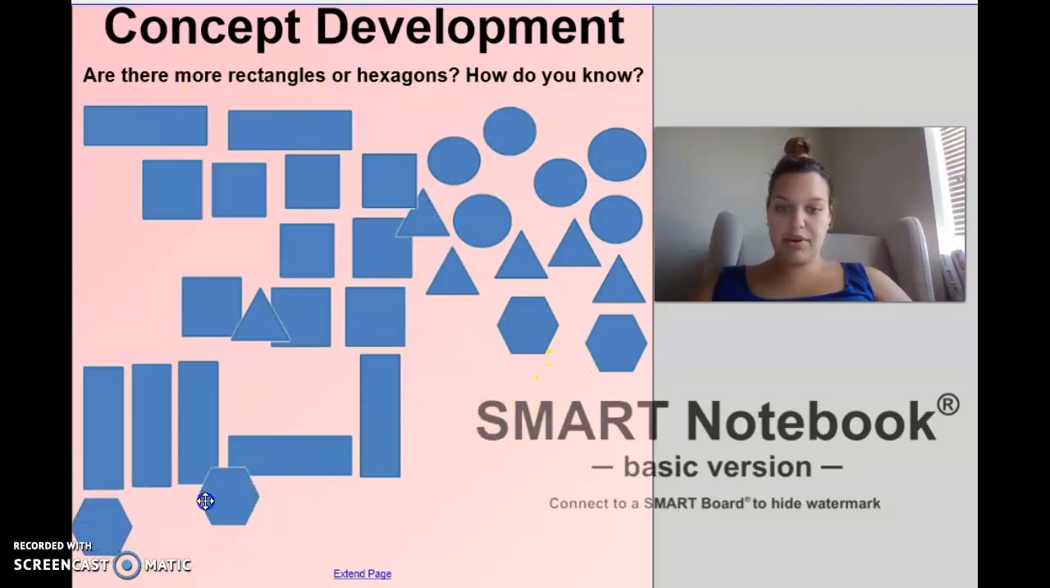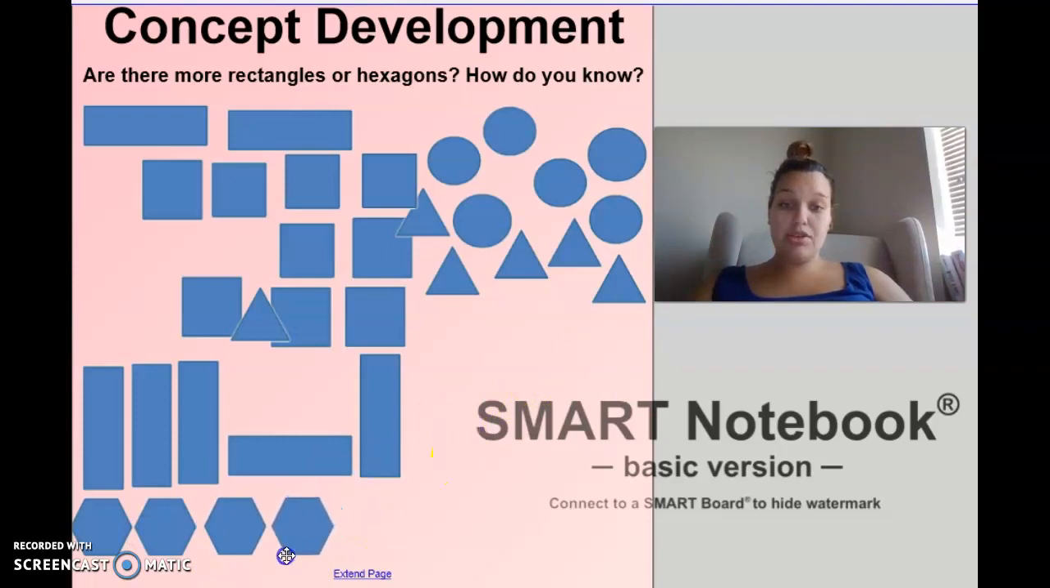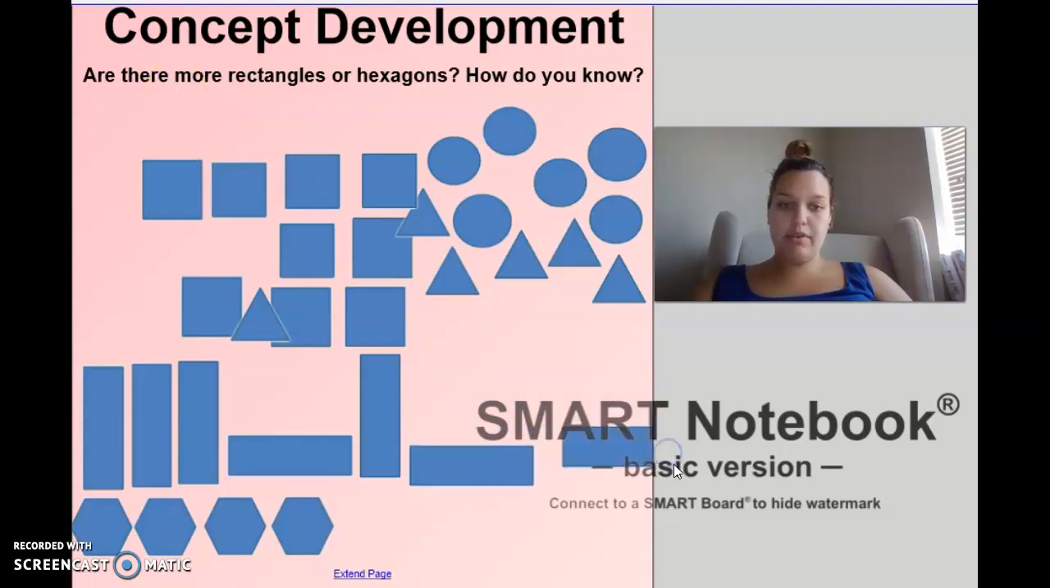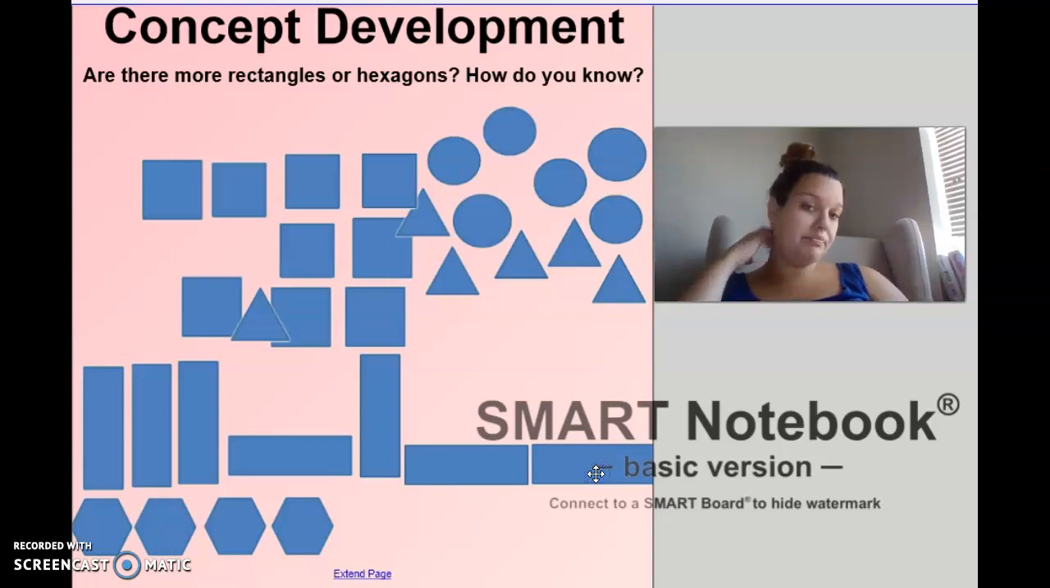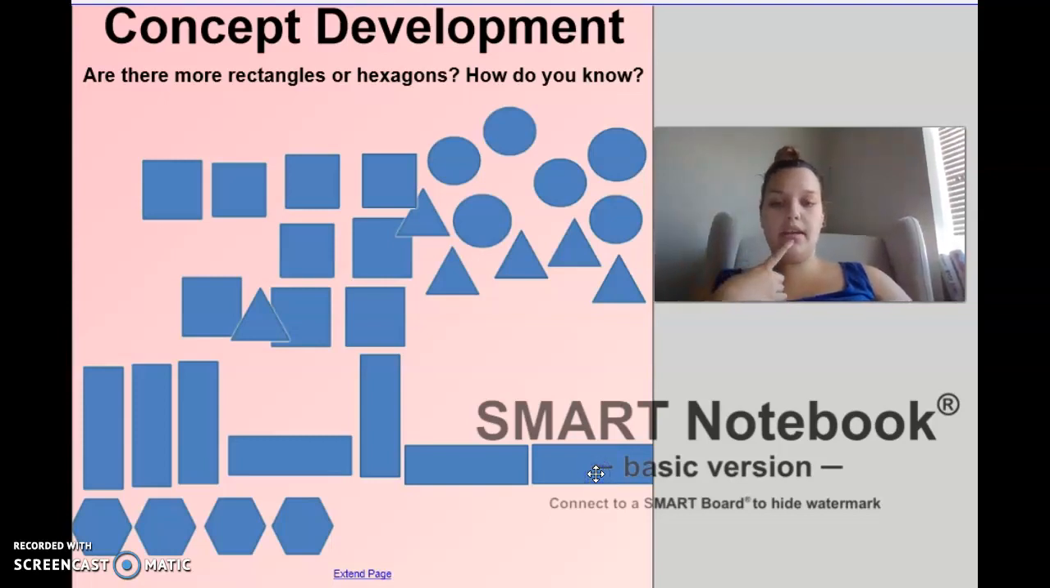Two, so we have a little more room. And this one, my shapes aren't perfectly lined up, so we're going to need to do something. I want you to think about what we could do to see if we have fewer hexagons or fewer rectangles. How could we problem solve through this? Because they're not perfectly lined up like our other ones are. So what could we do?